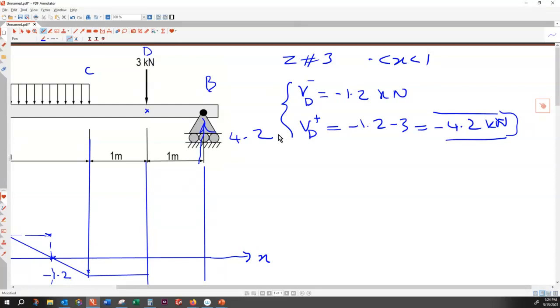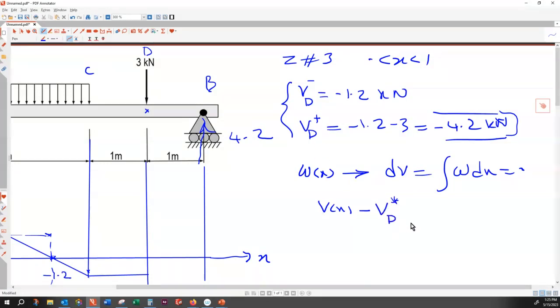So now we are in, yes, we have to use right hand side. Well done. That is minus 4.2. And then what is W of x? W of x is again 0. There is 0 distributed force between D and B. So then I have dV is equal to integral of w dx, which is 0. That means V of x minus VD plus.